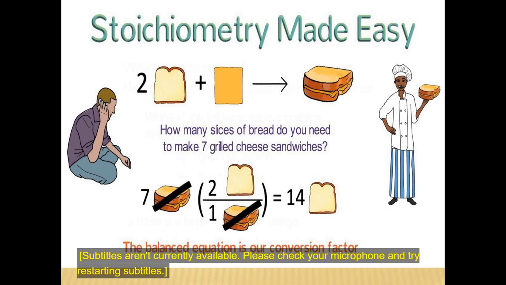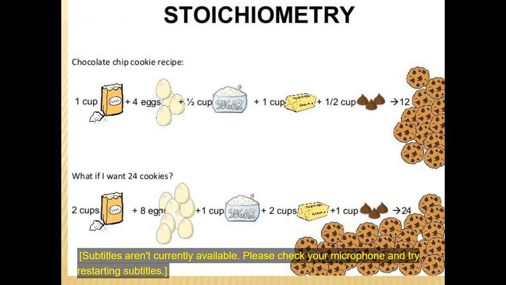Okay? So stoichiometry is just figuring out how much you need of each thing to do the recipe. If I'm doing chocolate chip cookies, it gets a little bit more crazy because there's more ingredients. But if I want to make 24 cookies and the recipe only makes 12, I just double the recipe, right? So I have twice as much of everything.